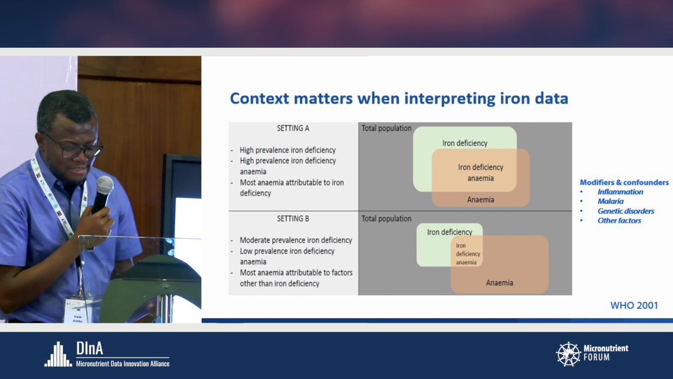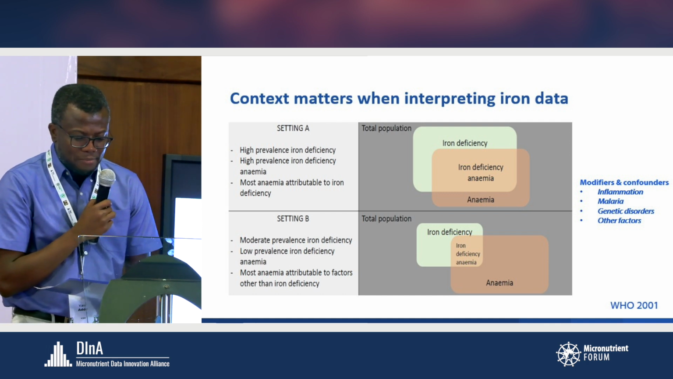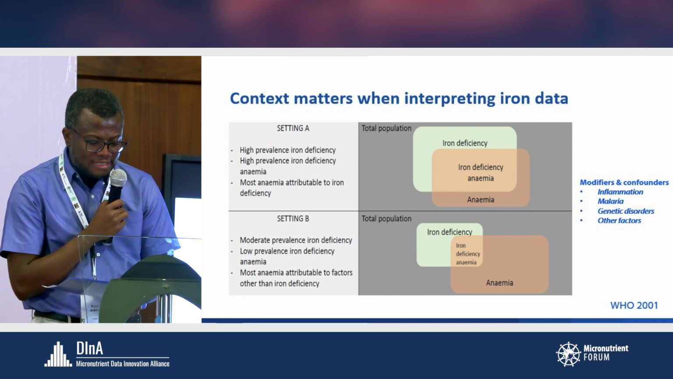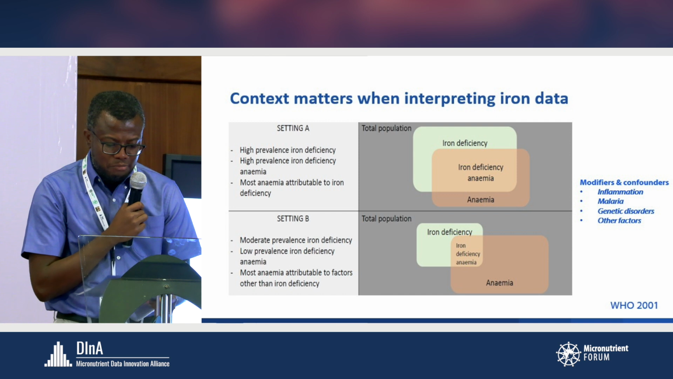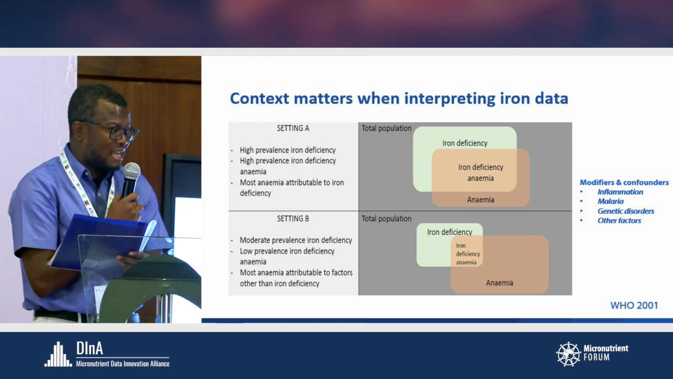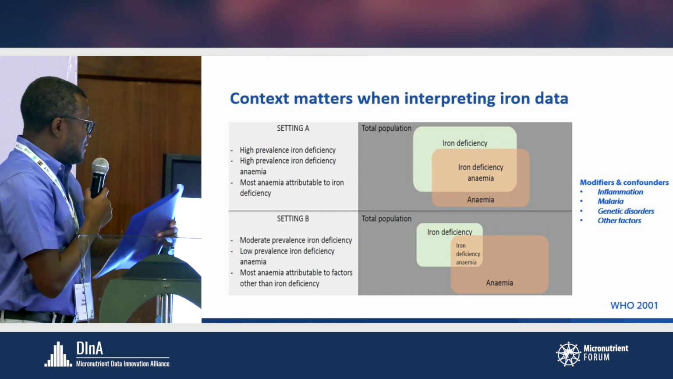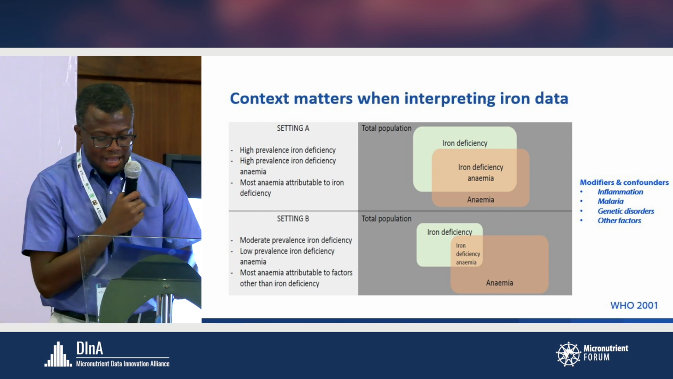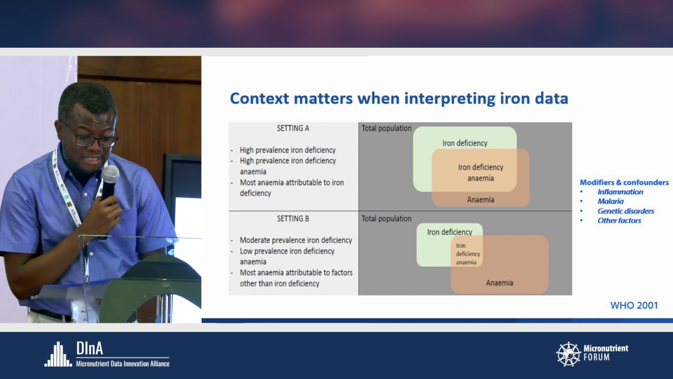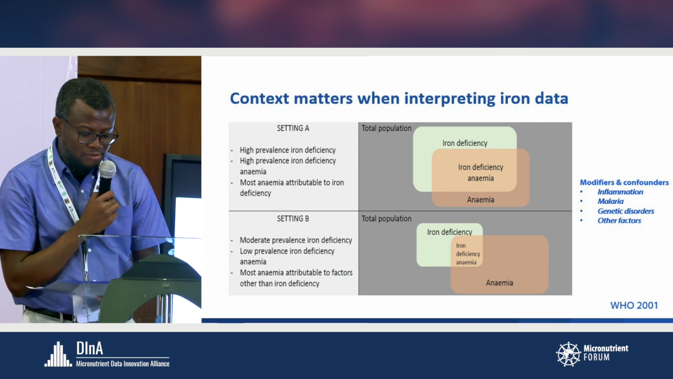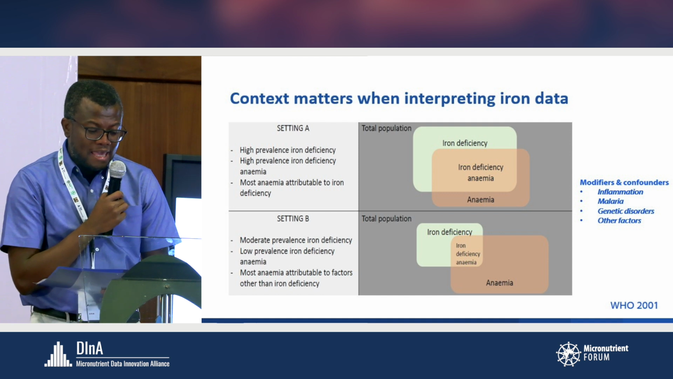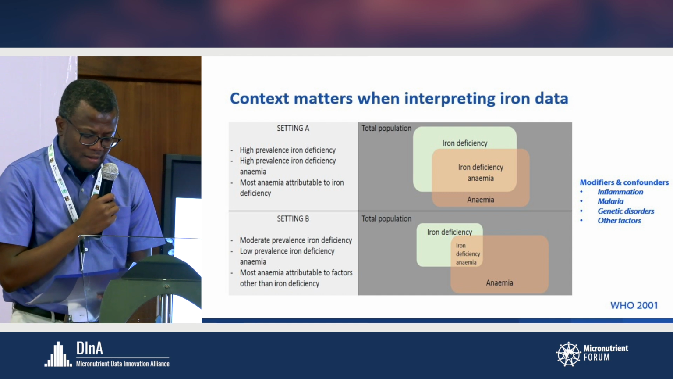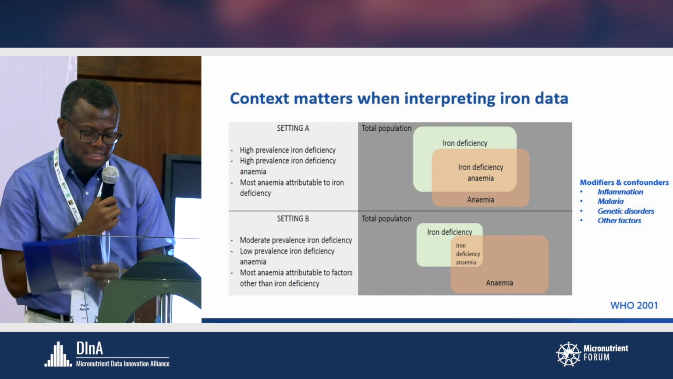This brings in one dimension of modifiers and confounders. Some of these can be due to inflammation, malaria, genetic disorders, and other factors. So this simple diagram shows us how anemia etiology can vary from setting to setting, and programs will also have different impact depending on the setting.